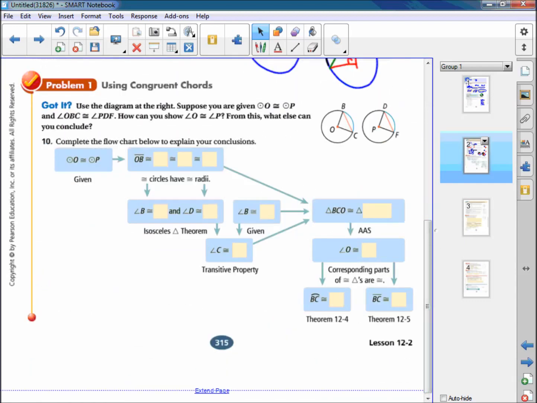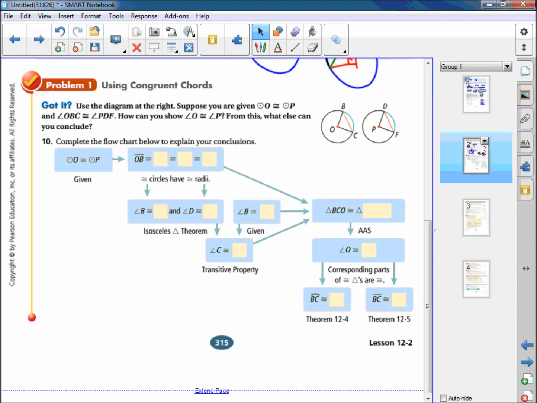Use the diagram at the right. Suppose that circle O is congruent to circle P, and that angle OBC is congruent to angle PDF. How can you show that angle O is congruent to angle P? From this, what else can you conclude? All right. So complete the flowchart below to explain your conclusion.